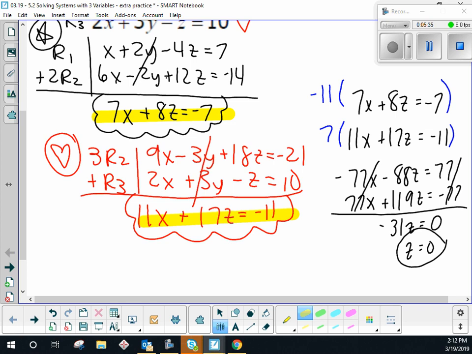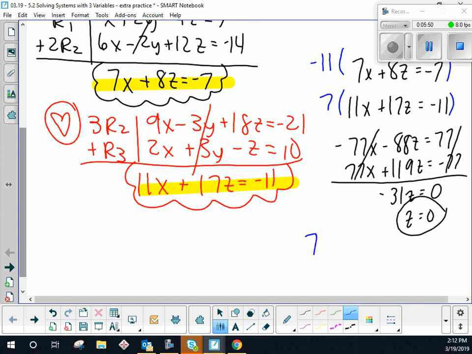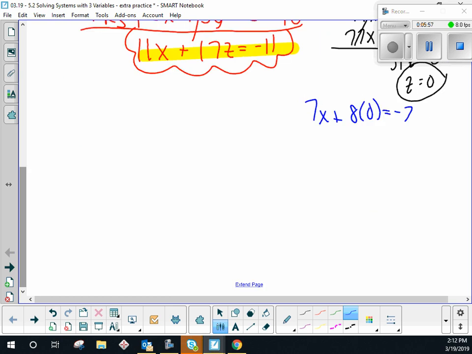Which one do you want? First one, second one? First one? All right, so I'm going to put 0 in for z right here. So 7x plus 8 times 0 equals negative 7. Oh my goodness. That's gone. Bye, see you tomorrow. x equals negative 1, which is great. So we substituted it back one level.